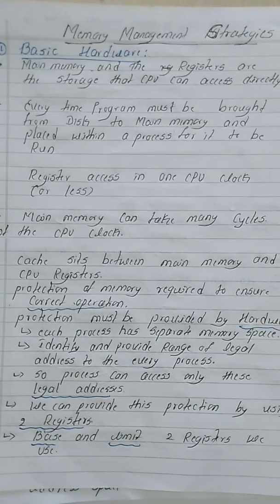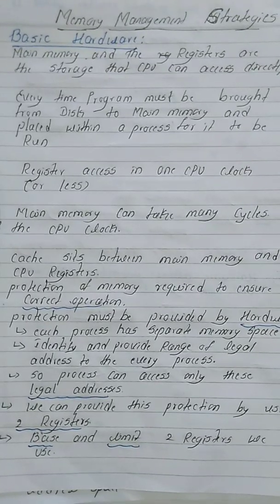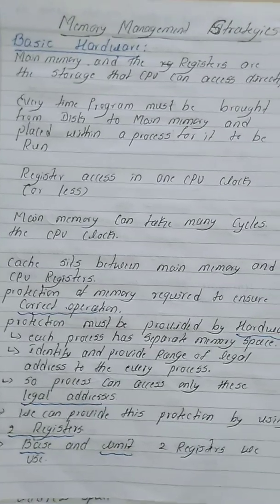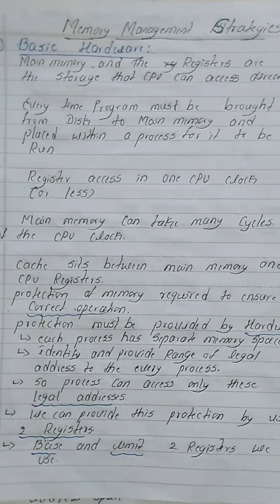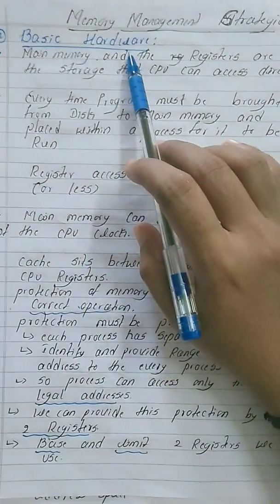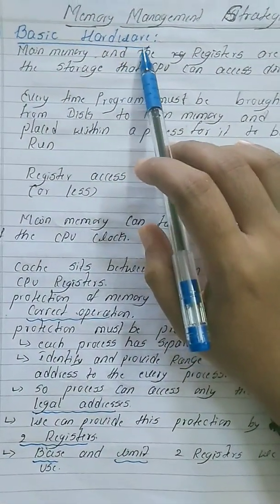It means how data is stored in memory, how it is made into a process, and how it is going to be executed. In this chapter we are going to study five topics. The first one is called basic hardware.